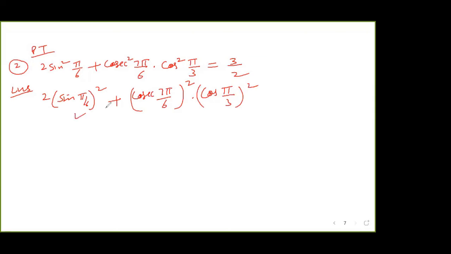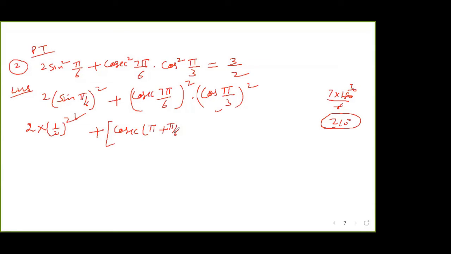Now you know the value of sine pi by 6 and cos pi by 3, both are 1 by 2. But here it is 7 pi by 6. You don't know the value of 7 pi by 6. 7 pi by 6 means 210 degree. You don't know the value of 210, it means conversion is required. What type of conversion will you do? Let's put 2 into 1 by 2 square, plus here conversion is required. Cosecant square of pi plus pi by 6, and this is 1 by 2 square.